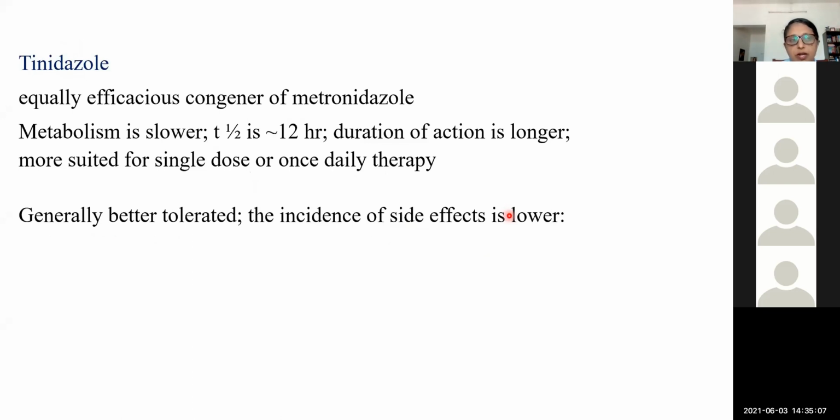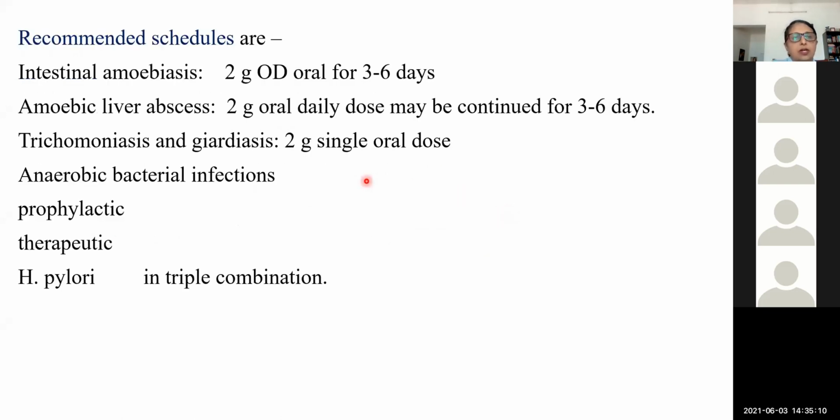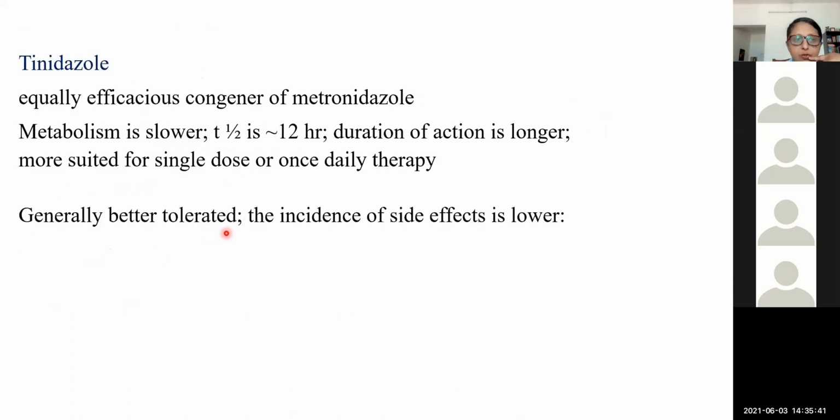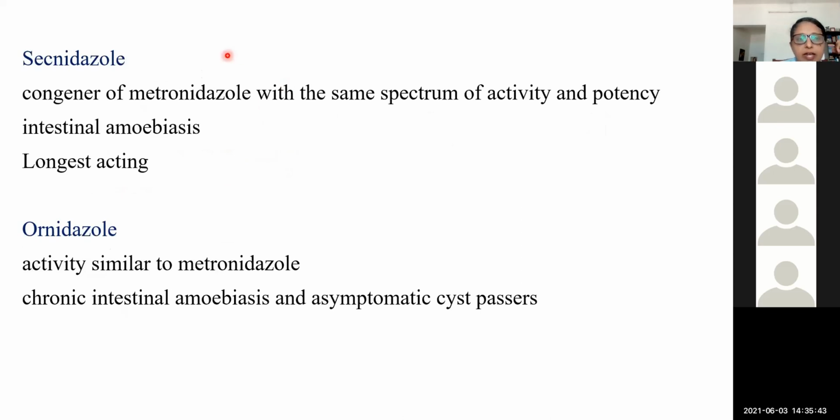So tinidazole, then other related drugs. The recommended schedule: for tinidazole, you can see everything is 2 gram. Intestinal amoebiasis, 2 gram oral. Amoebic liver abscess also 2 gram oral, for 6 to 12 days. Trichomoniasis, giardiasis, etc., 2 gram. And also other anaerobic bacterial infections. So like metronidazole, it is used for amoebiasis, trichomoniasis, giardiasis, anaerobes, H. pylori, everything. So that was tinidazole. Now next is secnidazole.